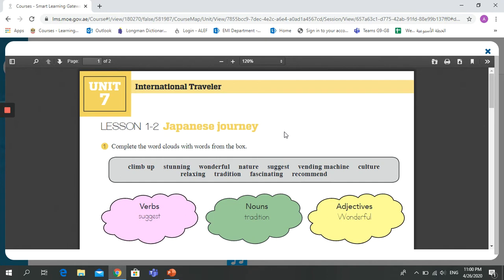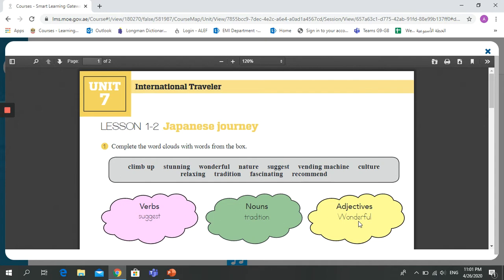Here we have in your book the title Japanese Journey. Complete the word clouds with words from the books. You have some time to read these words and try to tell me, are they verbs, are they nouns, or are they adjectives? A verb is an action word like suggest, read, write, swim, run. A noun is an object like book or table, or maybe an idea like tradition or culture or nature or school or maybe freedom or happiness. An adjective is used to describe another word, like for example, wonderful or lazy or hardworking or clever. All these are adjectives.